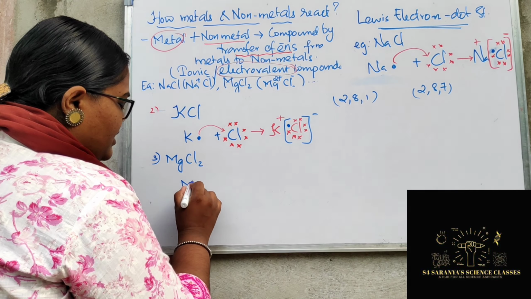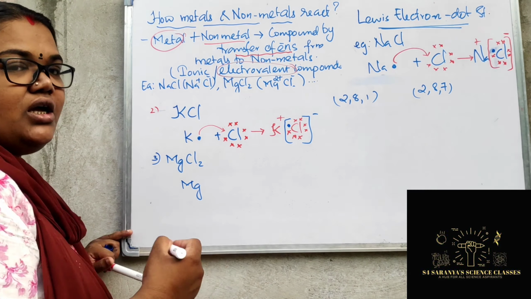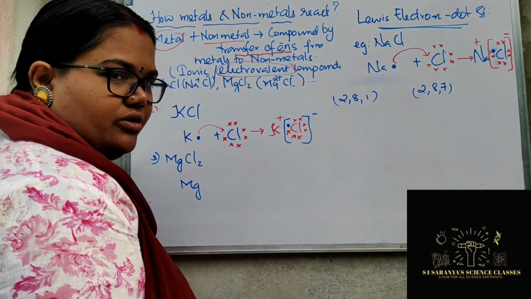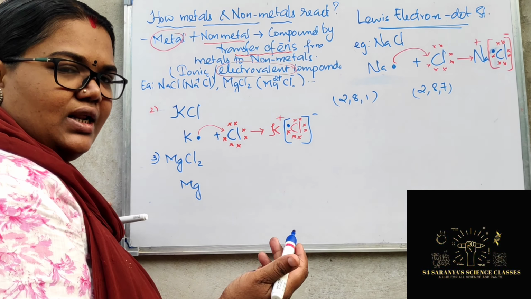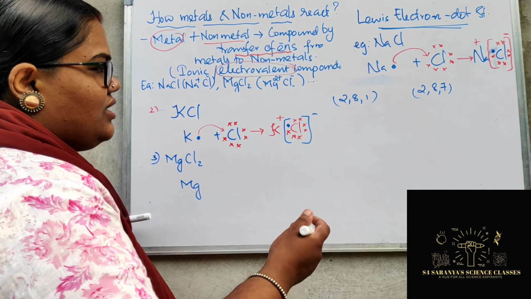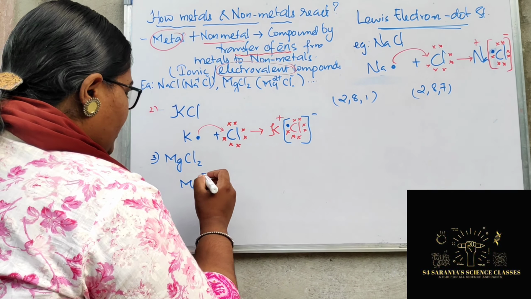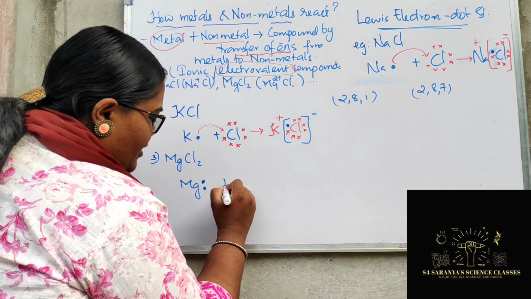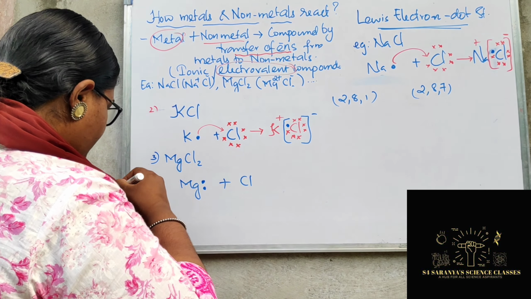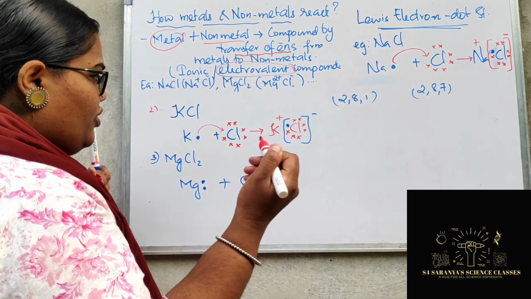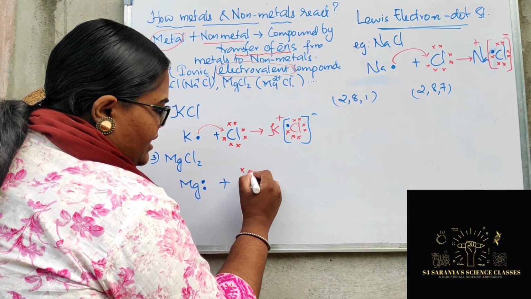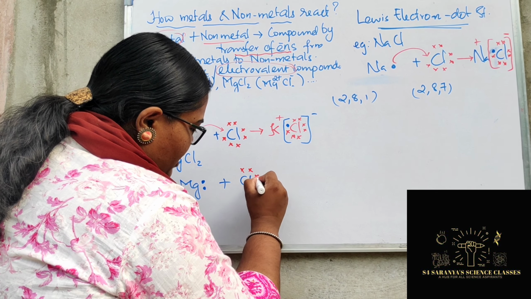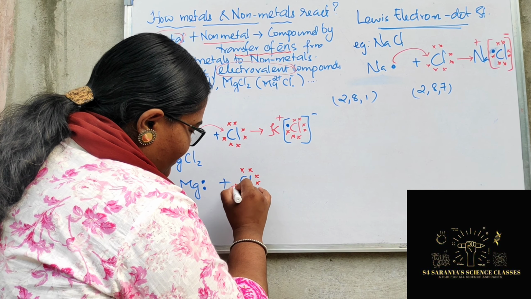Mg, again you can see that the atomic number is 12. When you are writing the electronic configuration, you will get the outermost shell electrons. That is very easy, right? So 12 is the atomic number, there will be 2, 8, 2, right? So here you can see that there will be 2 electrons. Now chlorine, again chlorine will be the same. So 17, then the outermost shell has 7 electrons. 1, 2, 3, 4, 5, 6, 7, right?